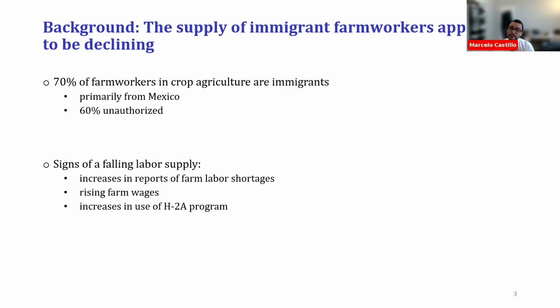However, there are quite a few indications telling us that the supply of workers from rural Mexico is falling. For example, we have farmer reports that labor shortages have been increasing pretty much everywhere. Farm wages are rising in all regions, and there has been a fairly large increase in the employment of H-2As.